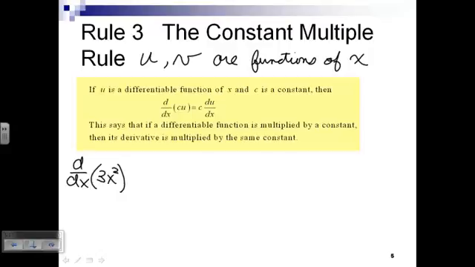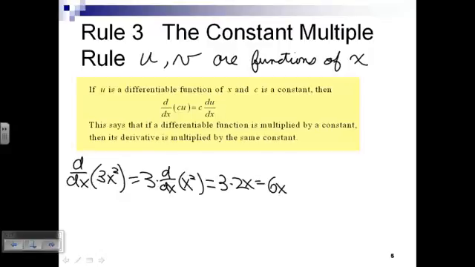And what does this rule say? You may take that 3 and find only the derivative of the stuff that's left over. Which is convenient because we have a rule that allows us to find the derivative of x squared. It's the power rule. This is equal to 3 times whatever comes out of the power rule, which is 2 times x. The derivative of 3x squared is 6x.